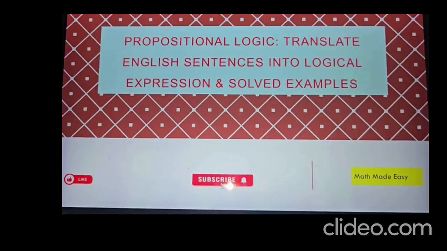In today's video, we are going to see problems related to propositional calculus. If the problems are given in sentential form, then first we convert into a logical expression, that is, symbols with logical operators, and as usual we solve the problem. Let us see the problems.